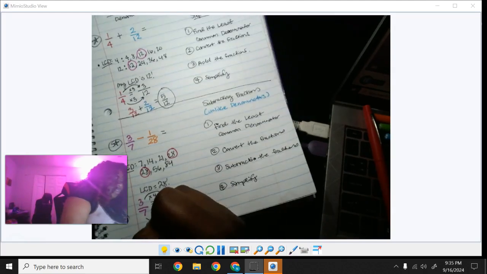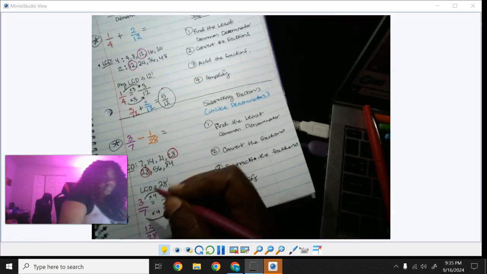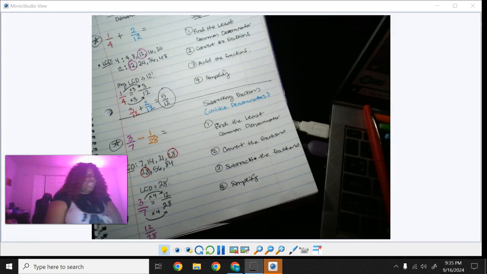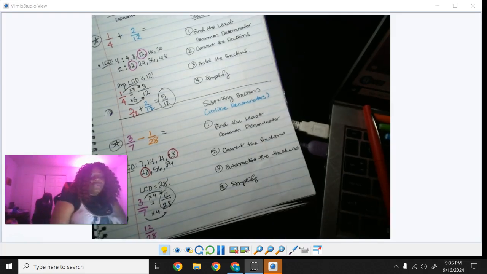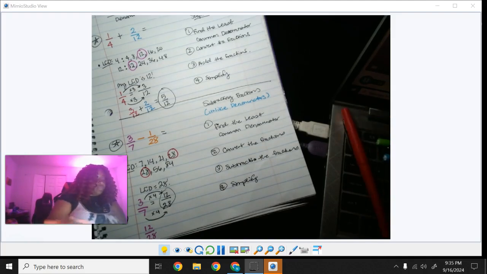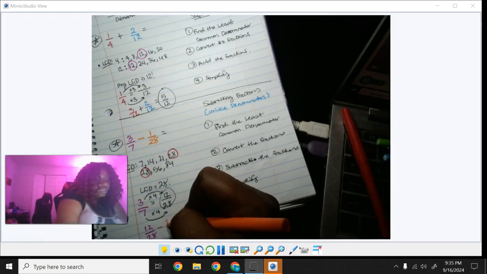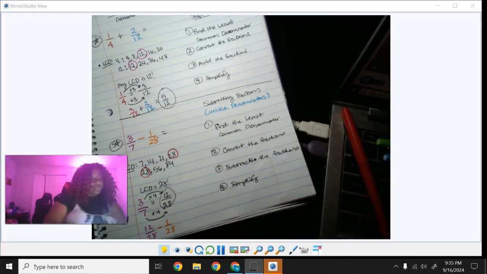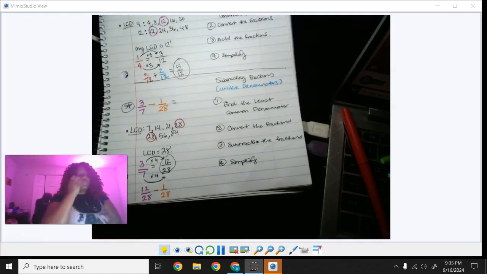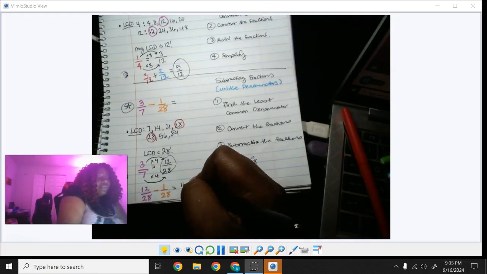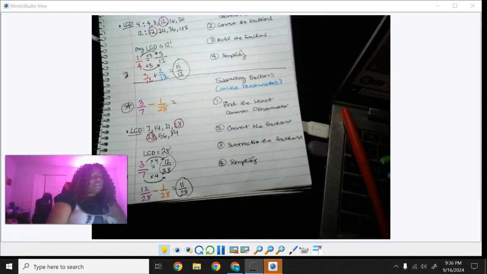So 12 out of 28 is my new equivalent fraction, okay? And I'm going to subtract 1 out of 28. So 12 out of 28 minus 1 out of 28. And now I get 11 out of 28 as my final answer.